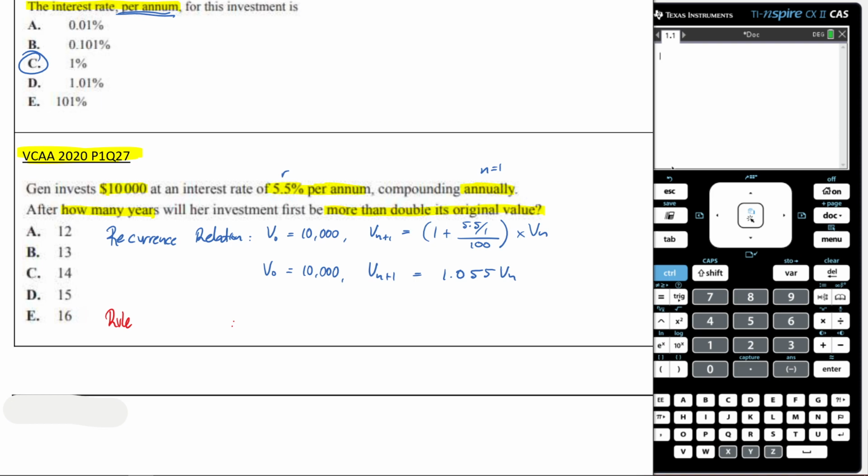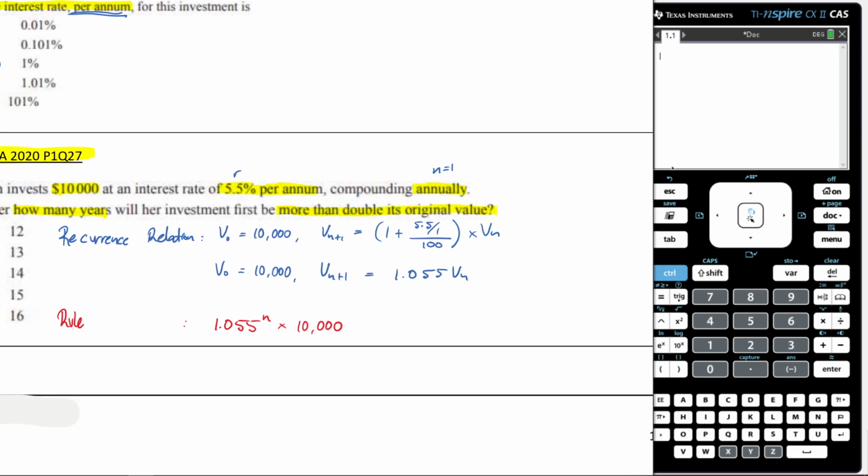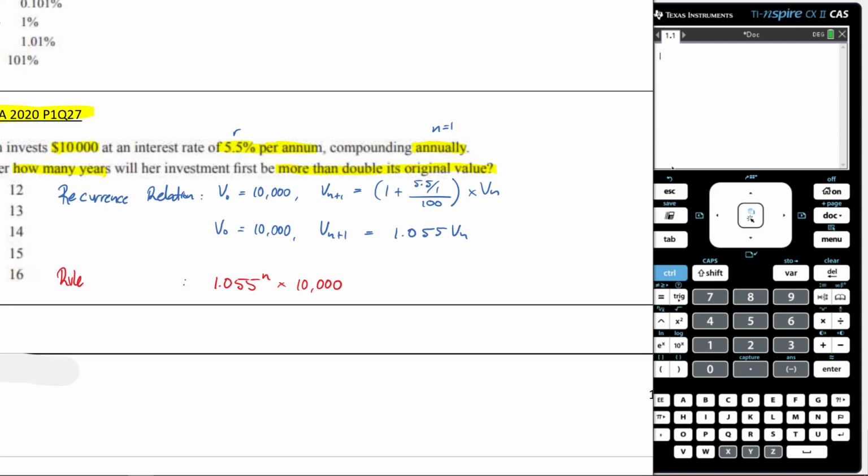My rule is going to look like this. It is going to be 1.055 raised to the power of n times my initial amount of 10,000. Now, the reason why I wanted to create that rule is because now I can take that rule and use it to solve my question.